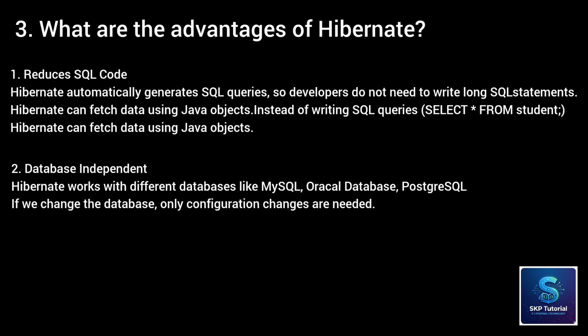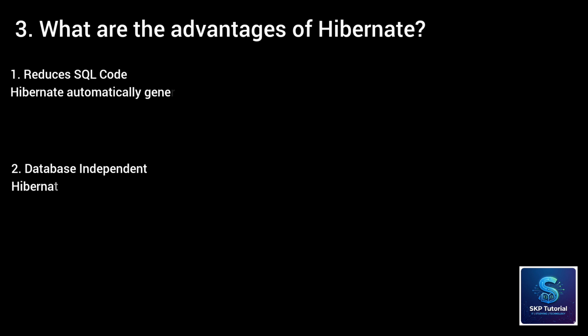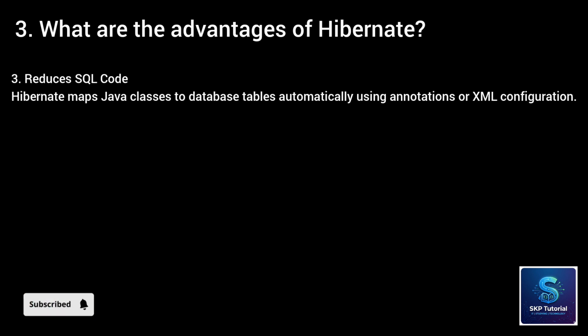Second, database independent. Hibernate works with different databases like MySQL, Oracle database, PostgreSQL. If we change the database, only configuration changes are needed. Third, automatic table mapping. Hibernate maps Java classes to database tables automatically using annotations or XML configuration.